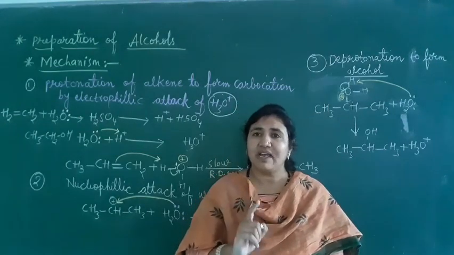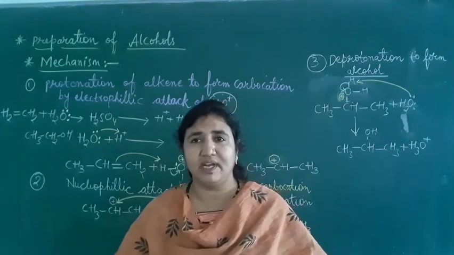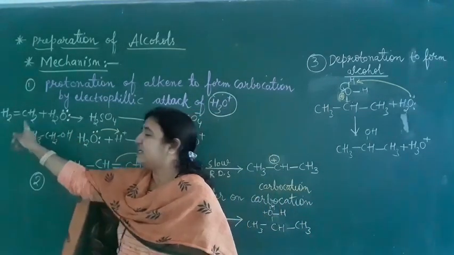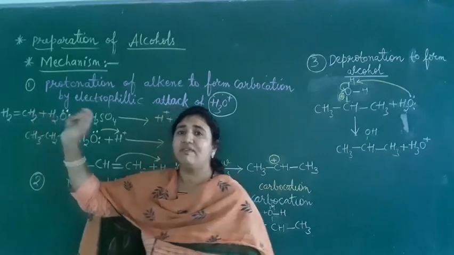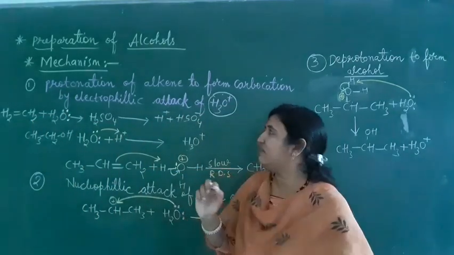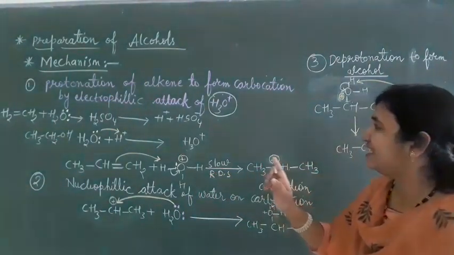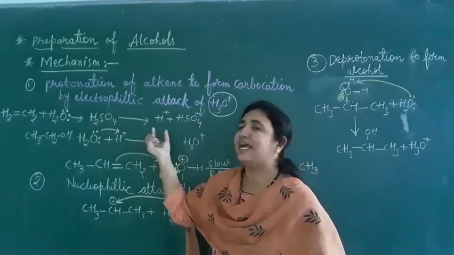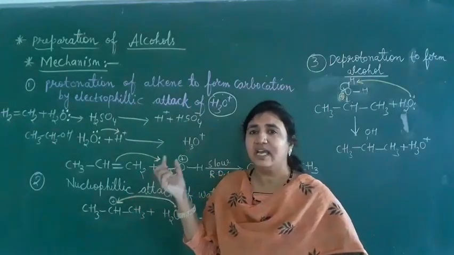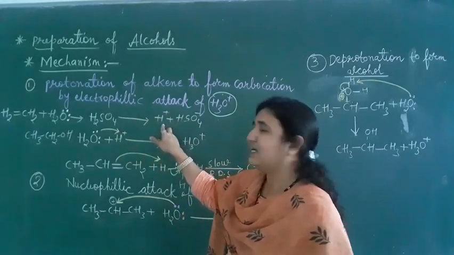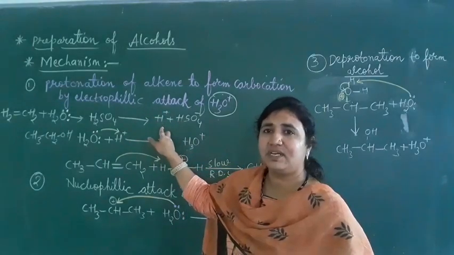Nucleophile will react with electrophile only. But both are nucleophiles only. That's why we will use acid as catalyst. What is the function of the acid? Acid provides proton. Dilute H2SO4 we have to take in hydration of alkene. So this dilute H2SO4 provides H plus ions. H plus ions are protons.